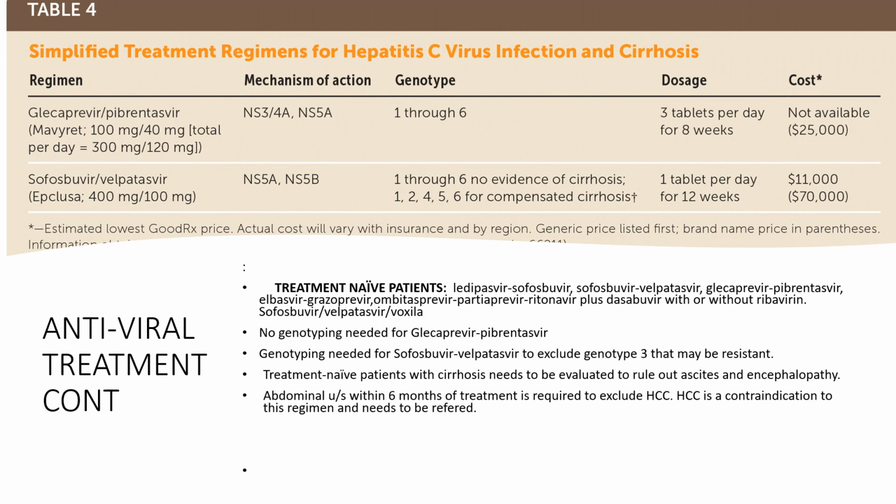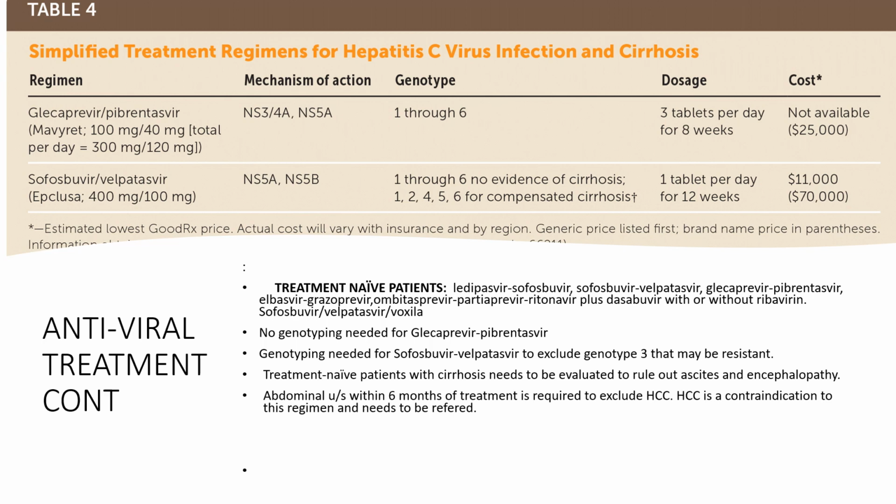The second option is Epclusa, which is sofosbuvir and velpatasvir. It could treat genotypes 1 to 6 if you don't have any liver cirrhosis. But if you have cirrhosis, it can only treat genotypes 1, 2, 4, 5, and 6 in patients with compensated liver cirrhosis. You take 1 tablet a day for 12 weeks. It is far cheaper, about $11,000.